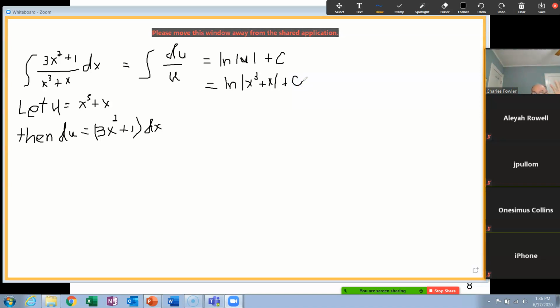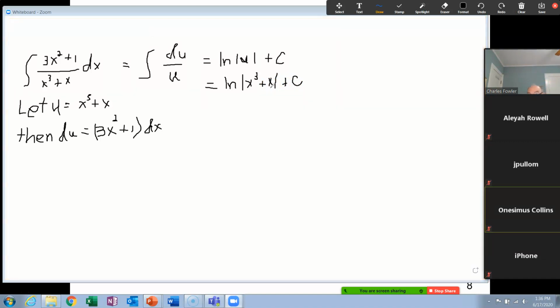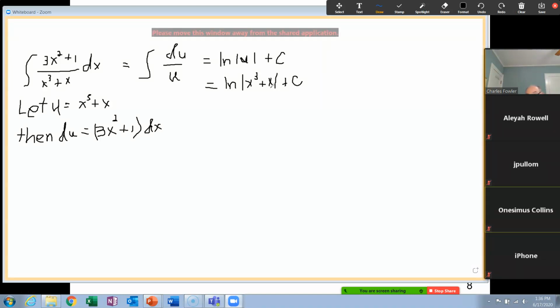Now, why do we need the absolute value bars? What if x was negative? If x is negative, x cubed is also negative, and a negative plus a negative is really negative. And you cannot take the derivative of the log of a negative number.